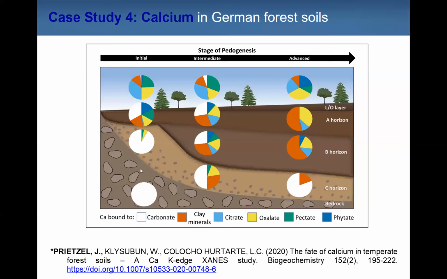In the beginning, in initial soils, the calcium is mostly present as carbonate. With soil formation, the carbonate disappears, the residuum accumulates in the soil, A and B horizons are formed, and the calcium gets more and more not bound to carbonate anymore, particularly in the upper horizons, but to clay minerals and to organic compounds. And if you wait for a longer time, also this carbonate calcium will disappear and will change into clay mineral calcium.